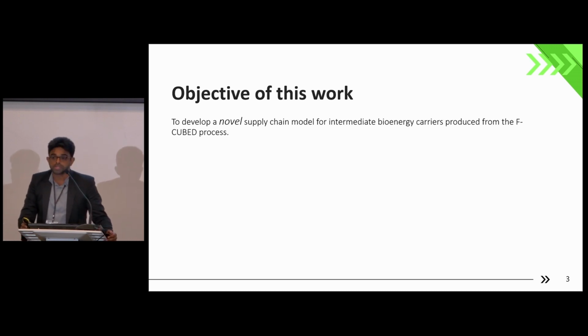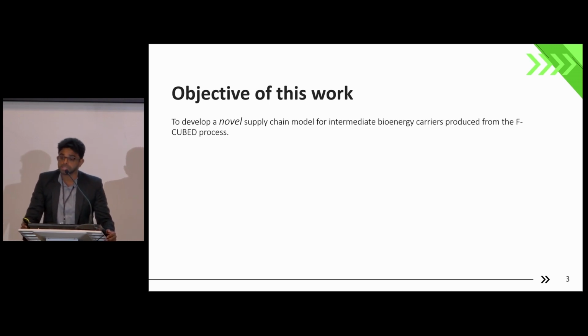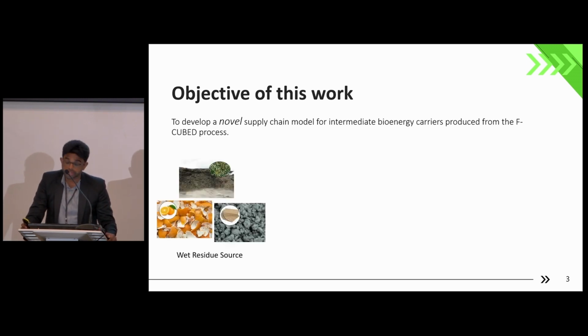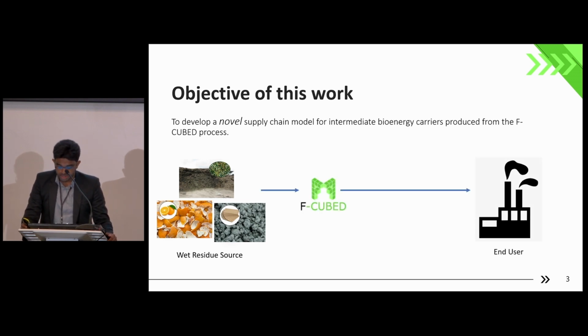So the objective of my work is to develop a supply chain model for the intermediate bioenergy carrier produced from the F-cube process. And we have waste residue such as paper biosludge, orange peels, and olive polymers. And we have the F-cube process, and we have the end user. And what we can do in the middle is my objective.